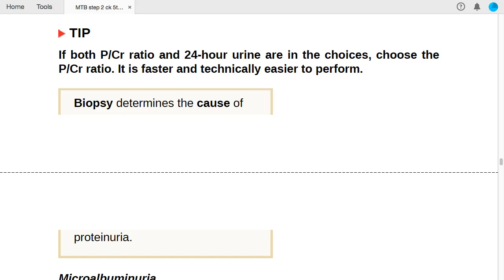So the best initial testing is your urinalysis. You will go for the 24-hour urine collection. For the more accurate one, you will go for the protein to creatinine ratio. For the most accurate one, you will have the biopsy.